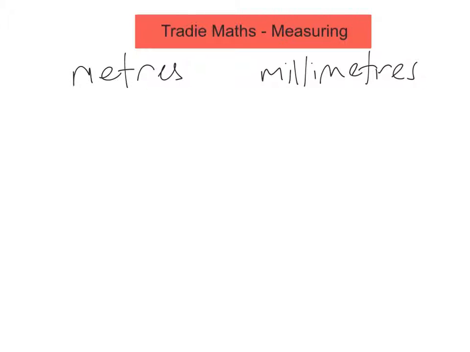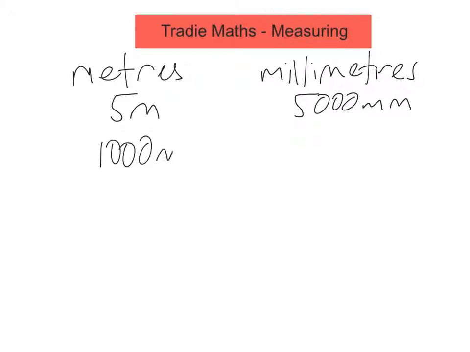When I measure something in meters, I put an M after the number. So 5M is 5 meters. That's the same as 5,000 millimeters. Millimeters has two M's, mm, for millimeters. You need 1,000 millimeters to make a meter. 1,000 millimeters is the same as 1 meter.